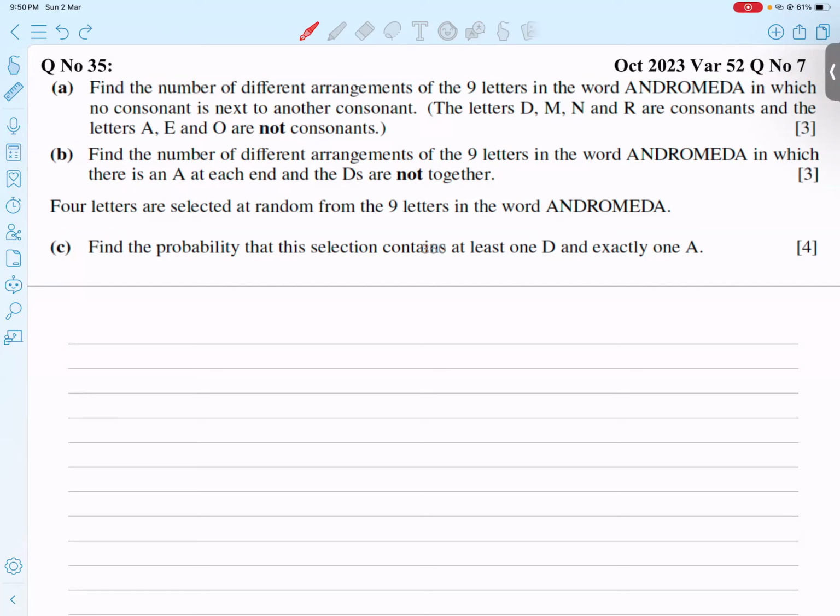So, first question, find the number of different arrangements. You know, when the word arrangement comes, most probably it is a permutation question. So, let's see what happens. 9 letters of the word Andromeda, in which no consonants are next to each other. And he mentioned D, M, and R are consonants, and A, E, O are not consonants, called vowels.